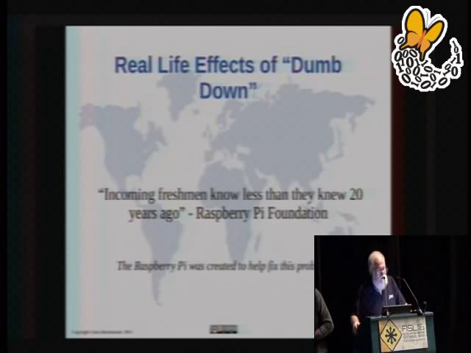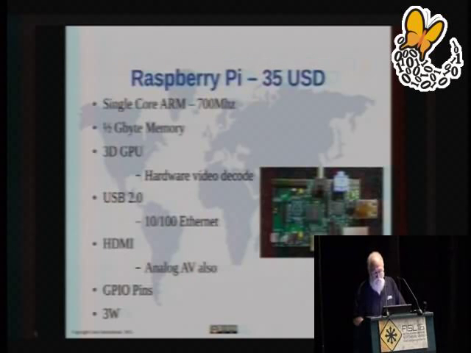So the real life effect of this is a dumbing down of the incoming freshmen that the professors at the University of Cambridge in Cambridge, England saw and decided to do something about. And they created the Raspberry Pi Foundation to create the Raspberry Pi, a computer that specifically was made without a case, that specifically was made without a power supply, that specifically was made small enough to fit in a student's pocket, well, particularly if you wore cargo shorts. And it specifically costs less than $35 so that the students would not have to be afraid of breaking it, as they would if breaking a $1,000 or $2,000 desktop gaming system.